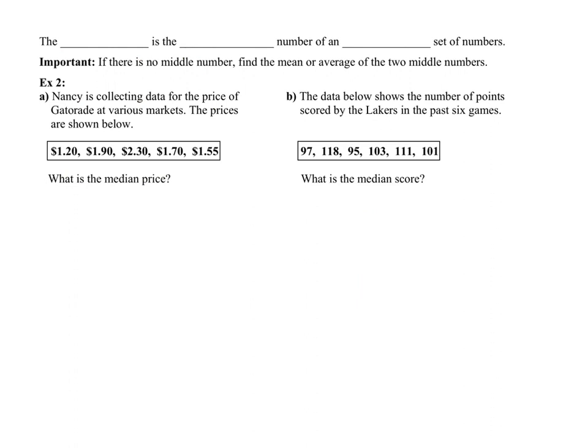The median is the middle number of an ordered set of numbers. If there's no middle number, then you're going to find the mean or the average of the 2 middle numbers.